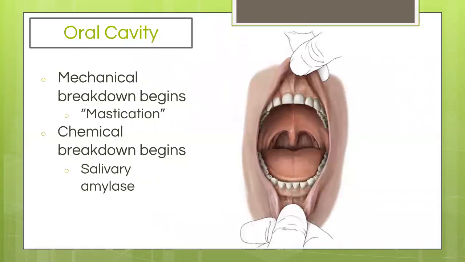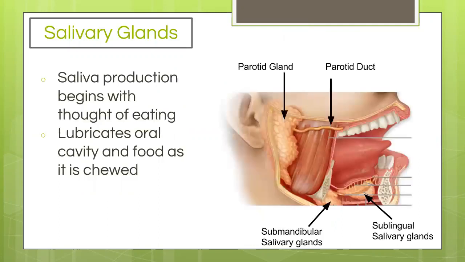All right, first organ up, area up is the oral cavity, so your mouth. Here we have breakdown of the food mechanically and chemically. So mechanically we have mastication. Mastication is you physically chewing the food with your teeth. And then chemical breakdown is with salivary amylase, which is an enzyme produced by your salivary glands.